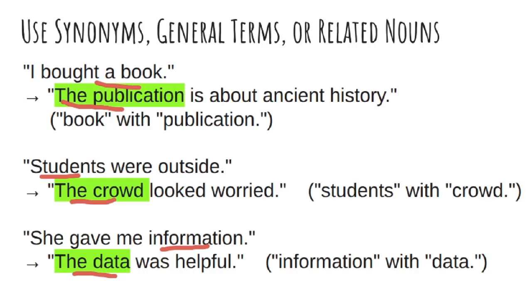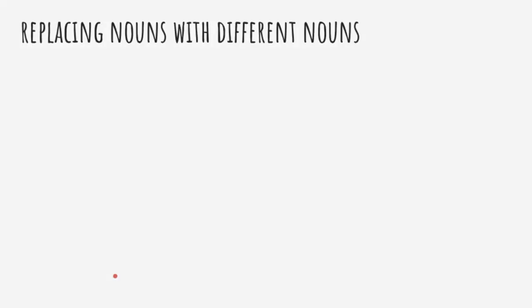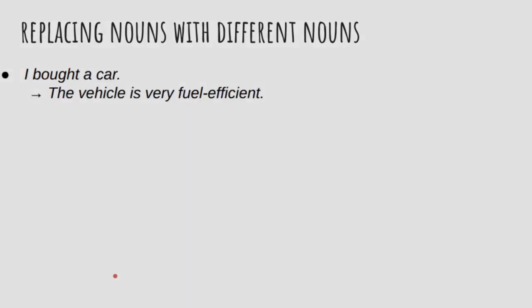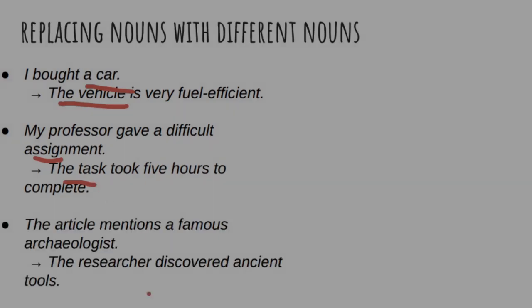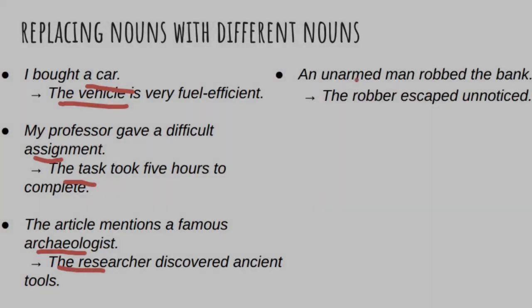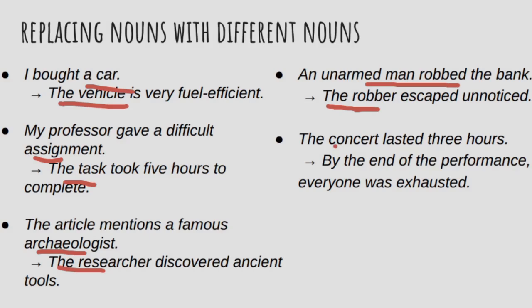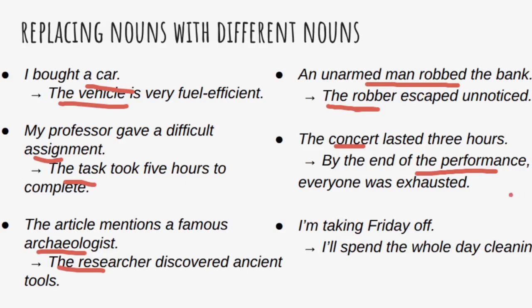Here are some more examples of replacing nouns with different nouns. I bought a car. The vehicle is very fuel efficient. My professor gave a difficult assignment. The task took 5 hours to complete. The article mentions a famous archaeologist. The researcher discovered ancient tools. An unarmed man robbed the bank. The robber escaped unnoticed. The concert lasted 3 hours. By the end of the performance, everyone was exhausted. I'm taking Friday off. I'll spend the whole day cleaning.